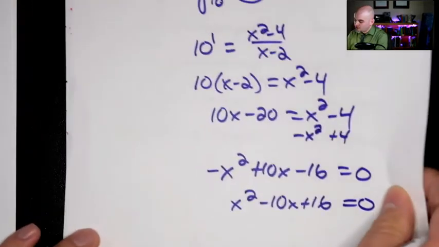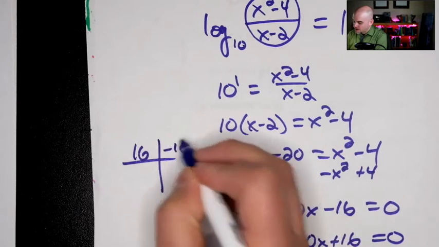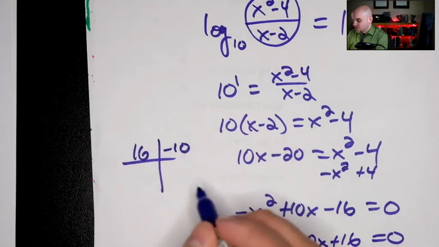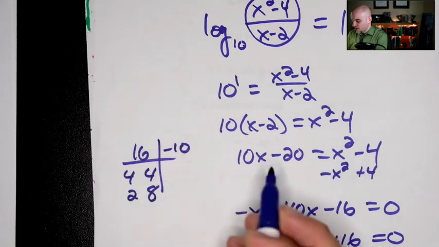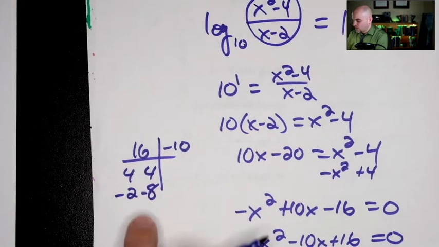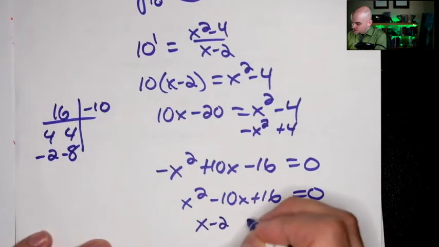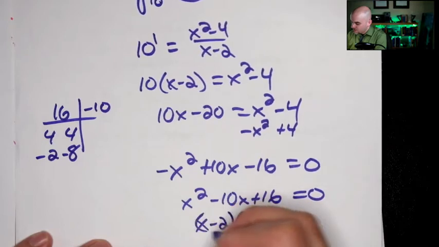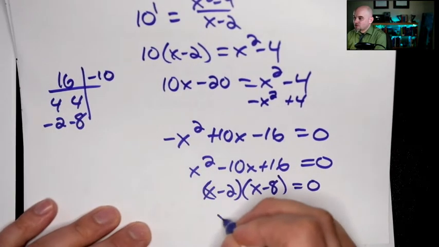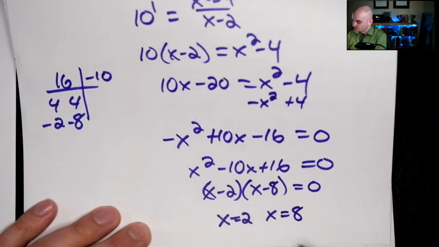And so I want factors of 16 that are going to add up to the middle term, negative 10. Let's see, I've got 4 and 4, that doesn't work. I've got 2 and 8. Make them both negative, and we've got a winner here. So this becomes x minus 2 times x minus 8. That equals 0. So I get x equals 2 and x equals 8.